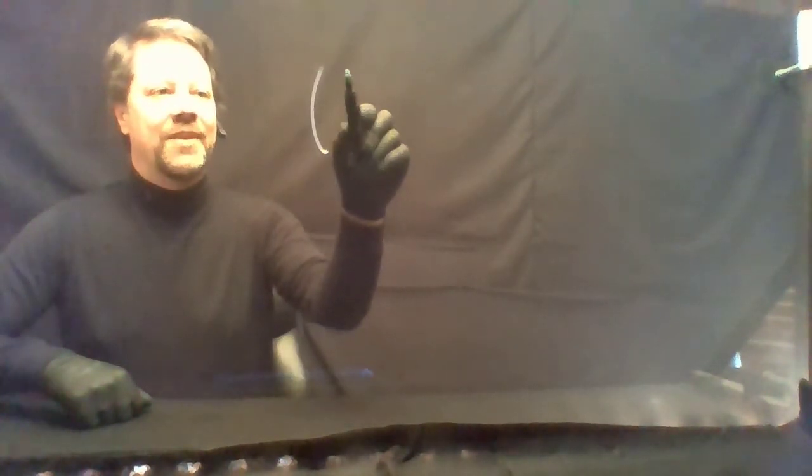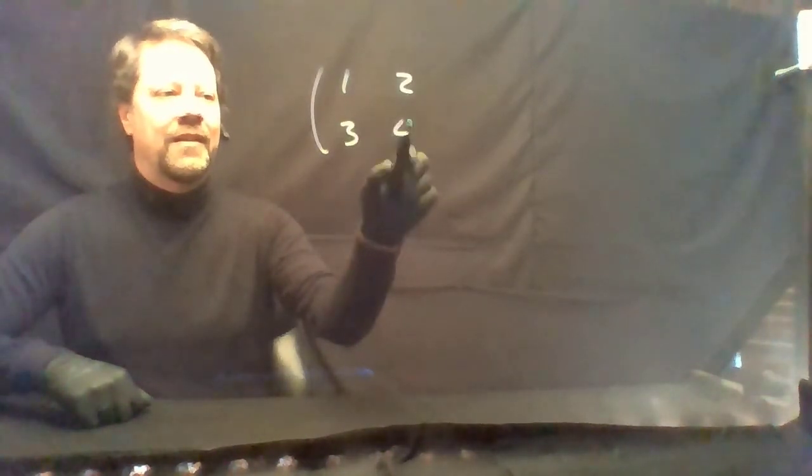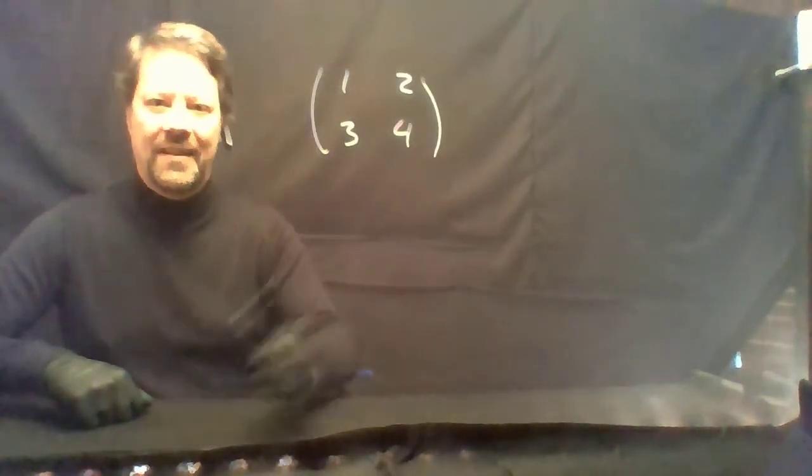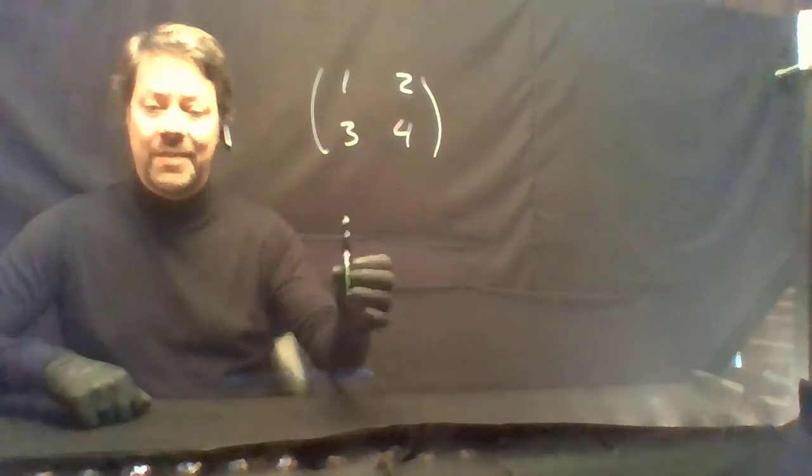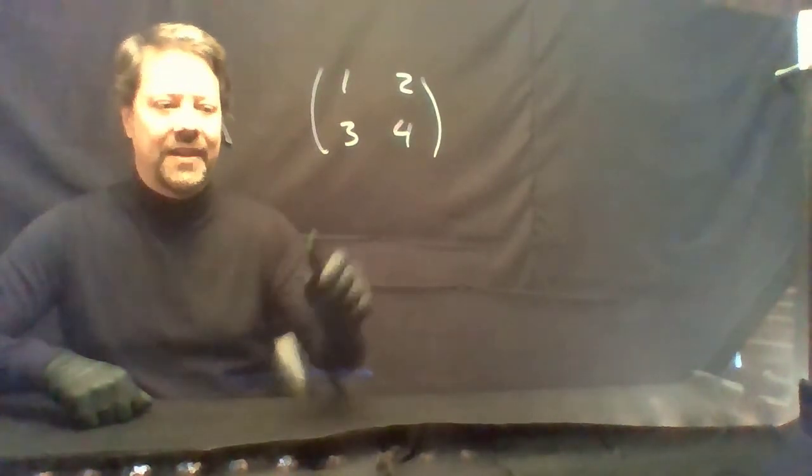Every matrix can be decomposed as a symmetric part and a skew symmetric part. Let me give you an example. Suppose I have the matrix 1, 2, 3, 4. This matrix is neither symmetric nor skew symmetric.